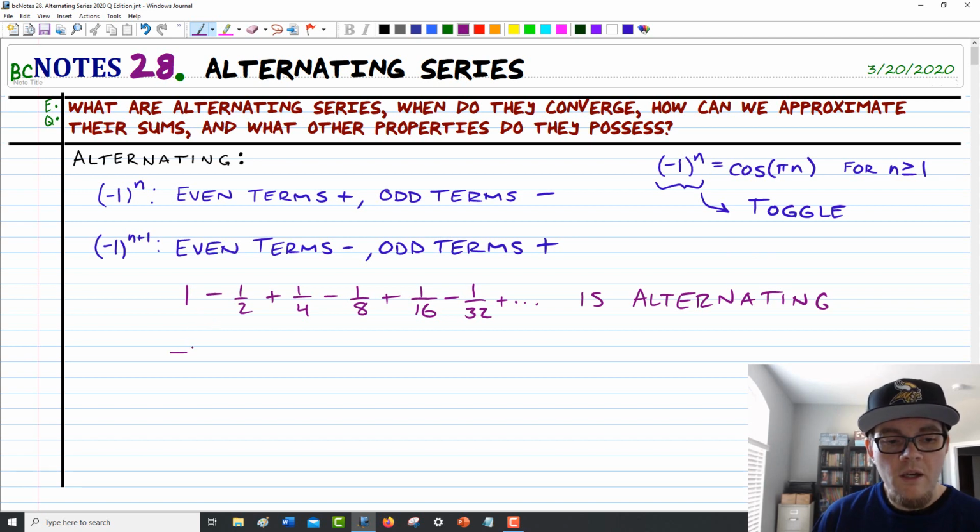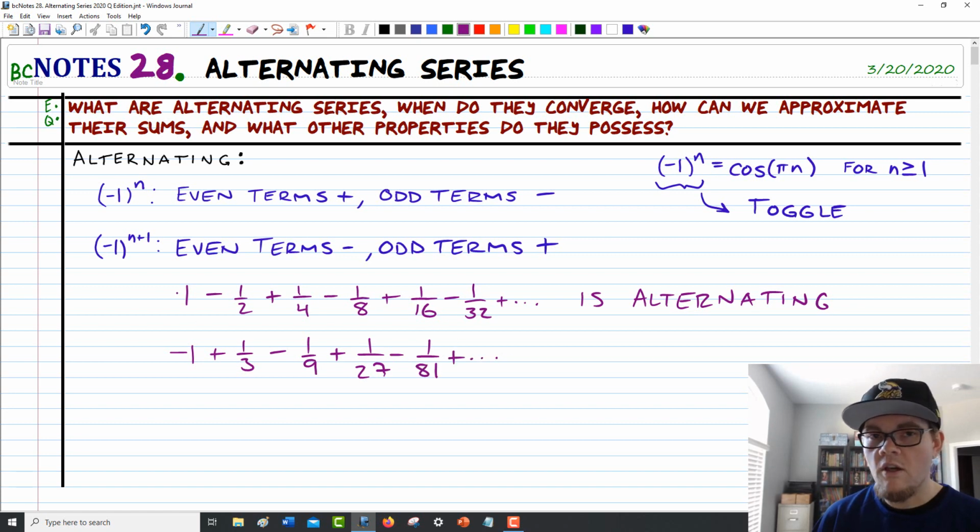On the flip side, if we go with something like this, you might think, oh, that's different. It didn't start positive. But notice it goes minus, plus, minus, plus, minus, plus. That would also be alternating. So it doesn't matter where you start. It just matters that you change every single term. Every other term has a different sign. I think I said that correctly. Or consecutive terms always have different signs. I think that's a good way to say it.